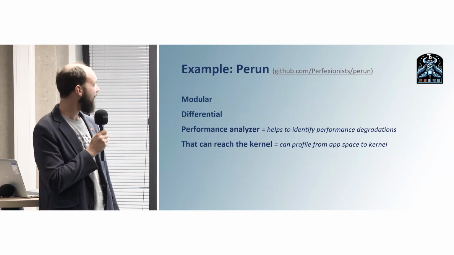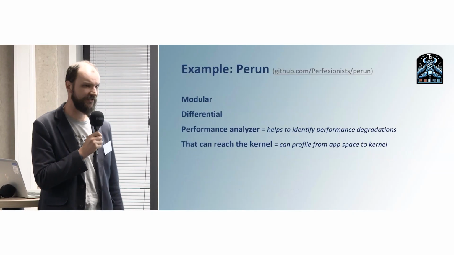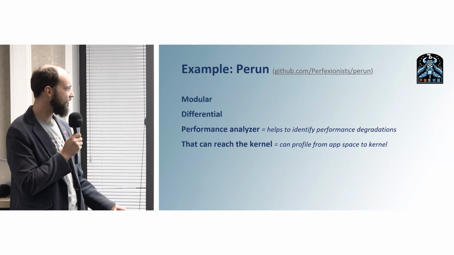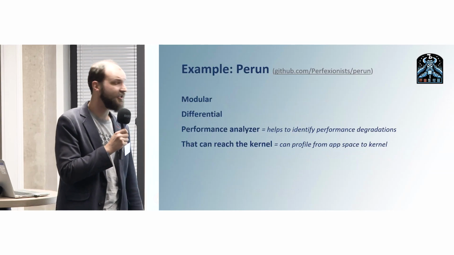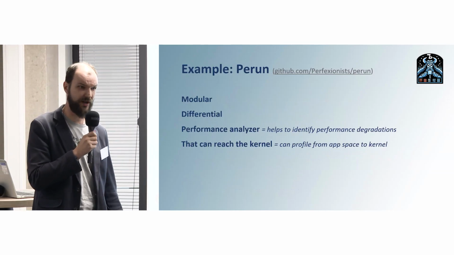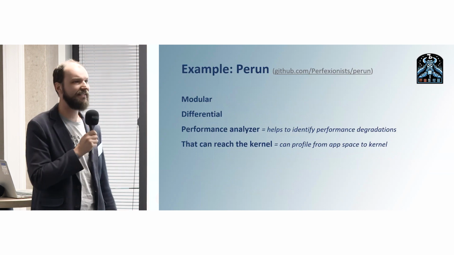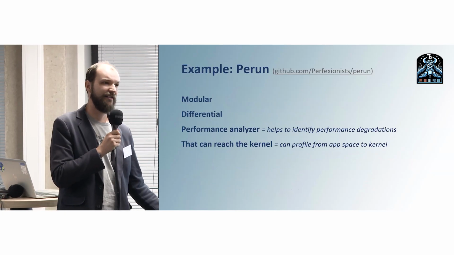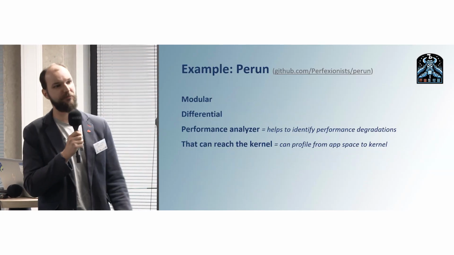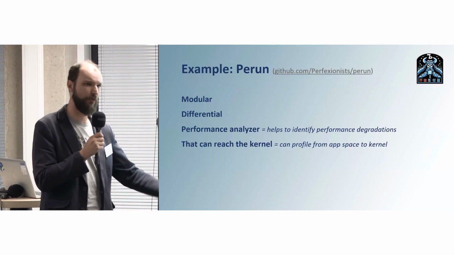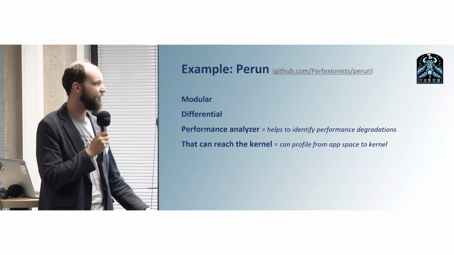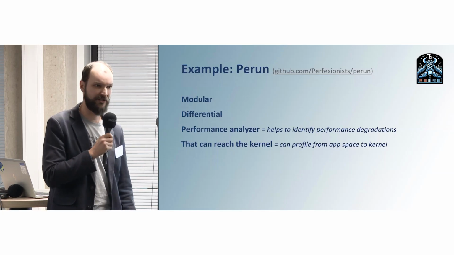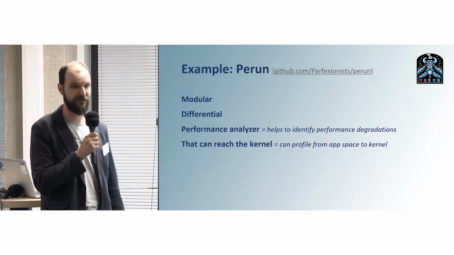So Perun is a modular differential performance analyzer that can reach the kernel. I'll slightly go into that. It's a performance analyzer, so it helps to identify performance degradations in your software, and it can reach as deep as the kernel. So you can either profile user space applications, or profile just the kernel, or profile both in the full stack. We are using it in Red Hat mainly in the kernel part, and much less in the application part, but it can also work in user space.